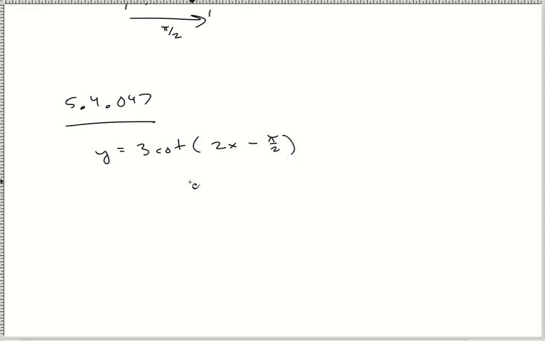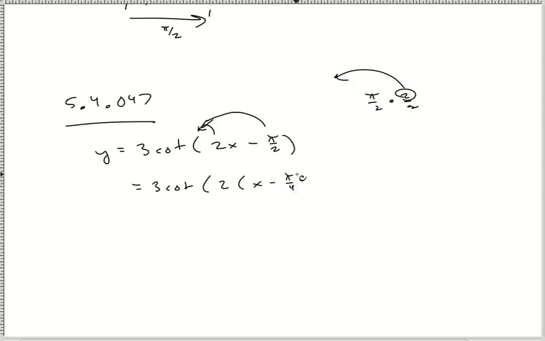So I got another cotangent. Notice that I'm going to have to rewrite this guy: 2 times x minus... If I'm pulling a 2 out from both of these, remember we've done this before, I create a 2 over 2. This guy's going, so what I'm left with in the bottom is a pi over 4.